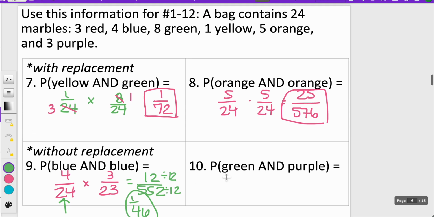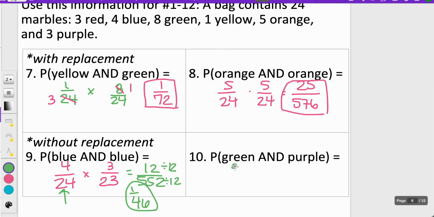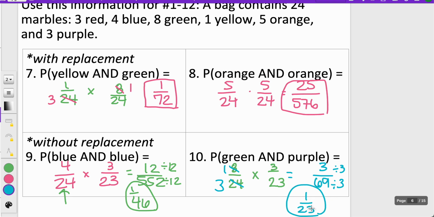Let's try green and purple without replacement. So 8 green out of 24, and purple, that'd be 3 out of 23. I'm going to go ahead and simplify this 8 over 24 to be 1/3 to make my multiplying easier. 1 times 3 is 3, and 3 times 23 is, what is that, 69? And then I divide both these by 3 again, and I'm going to get 1 over 23. Okay?